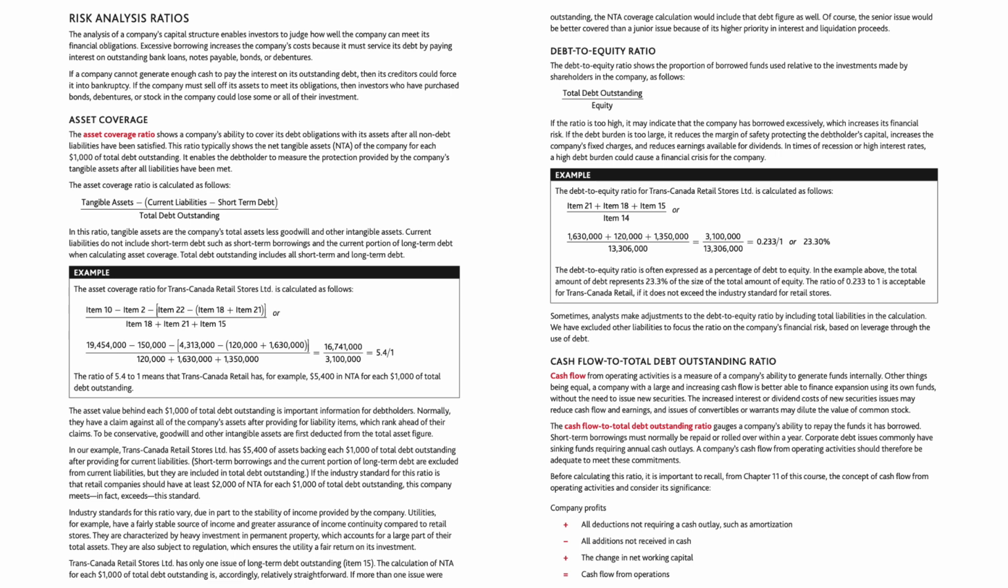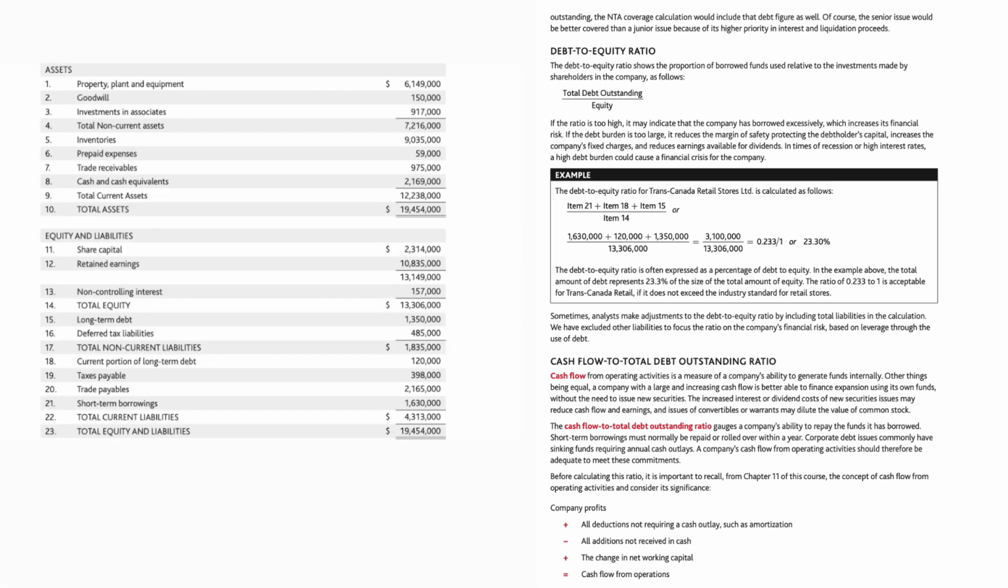So here's an example. The debt-to-equity ratio for TransCanada Retail is calculated as follows. The total debt outstanding, which is item 21 plus item 18 plus item 15, divided by equity, which is item 14. The debt-to-equity ratio is often expressed as a percentage. In the example above, the total amount of debt represents 23.3% of the size of the total amount of equity. The ratio of 0.233 to 1 is acceptable for TransCanada Retail if it does not exceed the industry standard for retail stores.